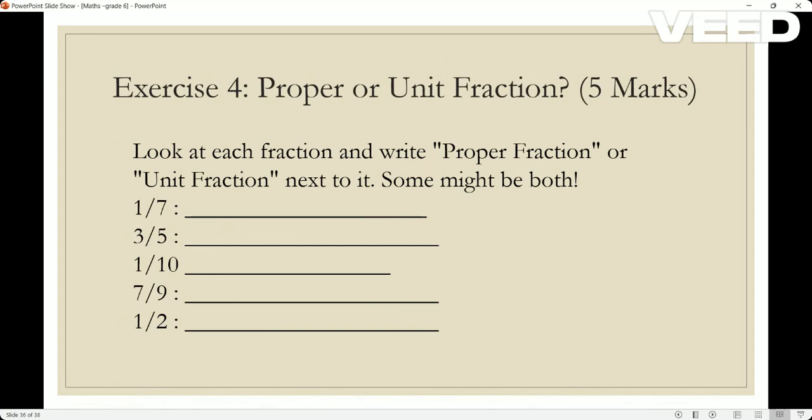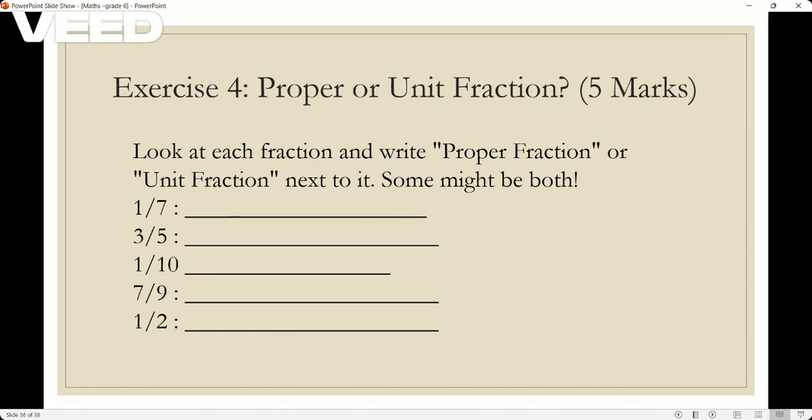So now I have another exercise, proper or unit fraction. I am covering all the stuff in these exercises: unit fractions, proper fractions, numerators, denominators, and everything. So look at this fraction and write whether it is a proper fraction or a unit fraction. Some might be both. That means some can be both.